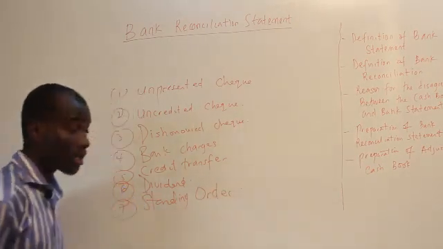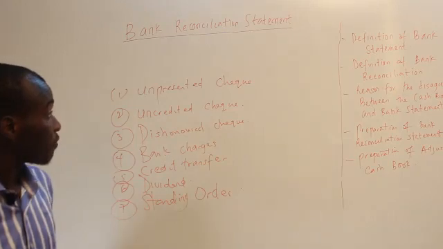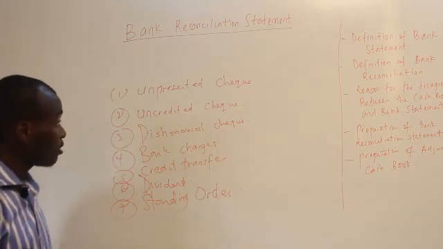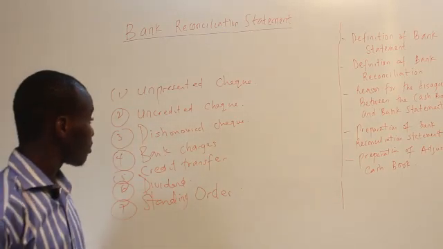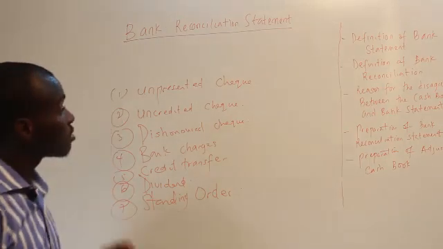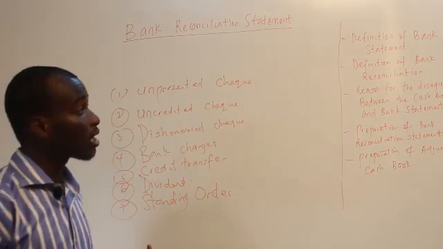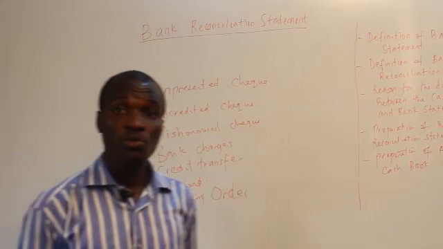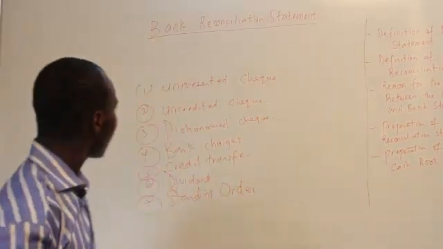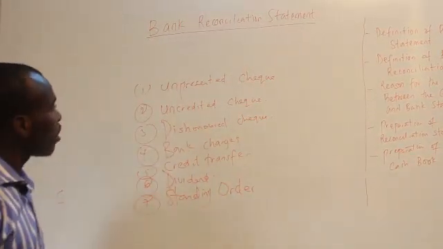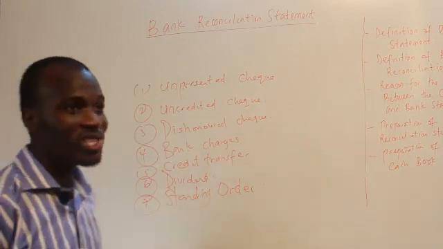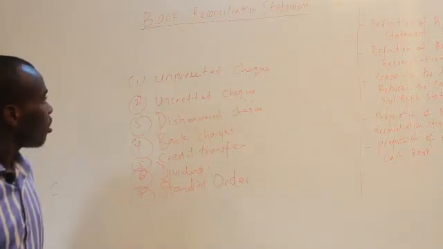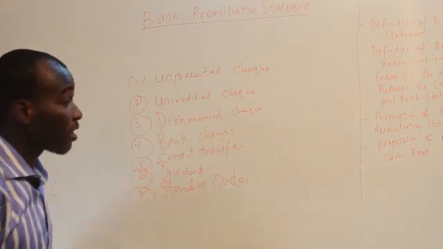And we have undercasting and overcasting figure, and also error by the bank can also cause disagreements. So these are the major reasons why the balance of the cash book will not be the same with the balance of the bank statement. So let's take them one after the other. The first one, we have the unpresented check.